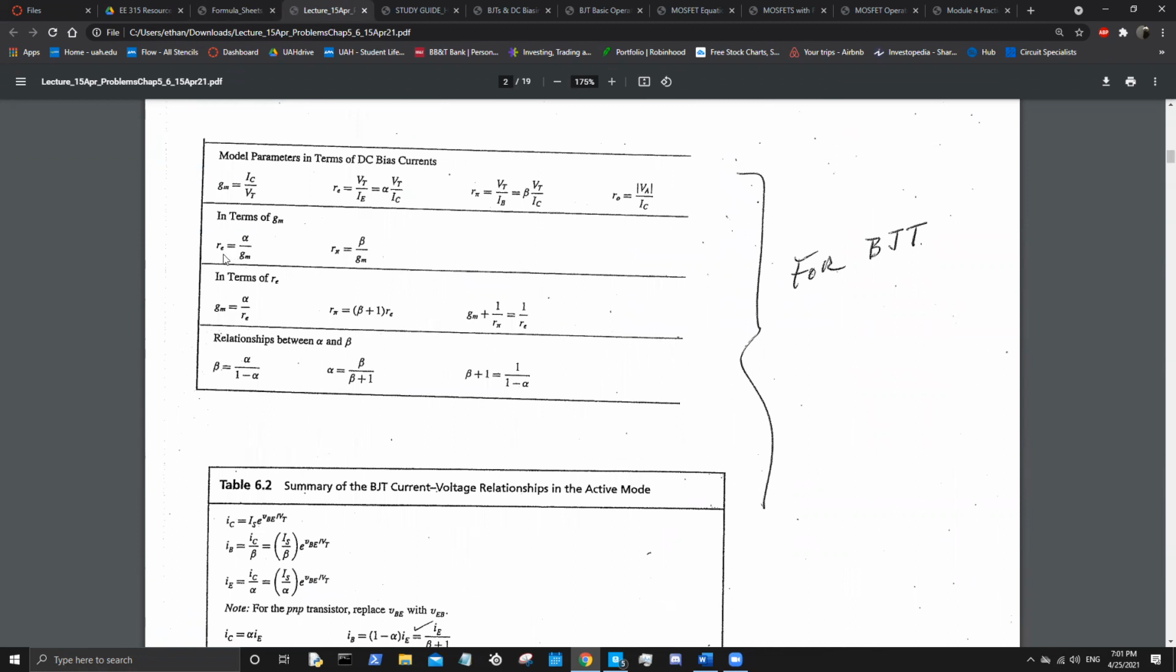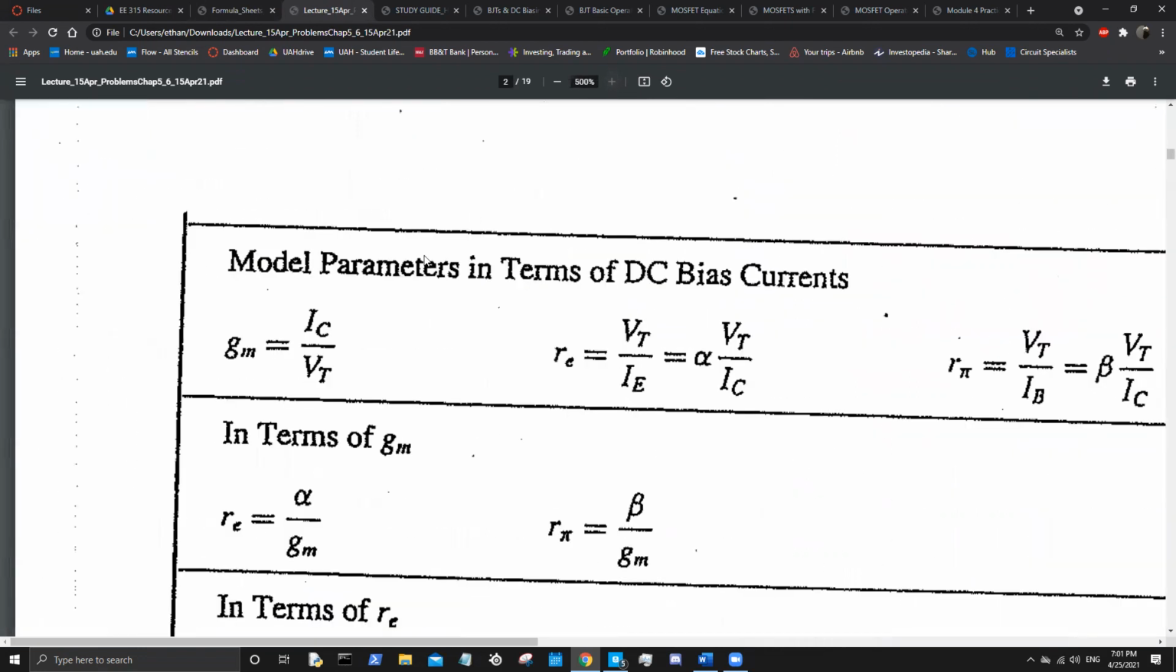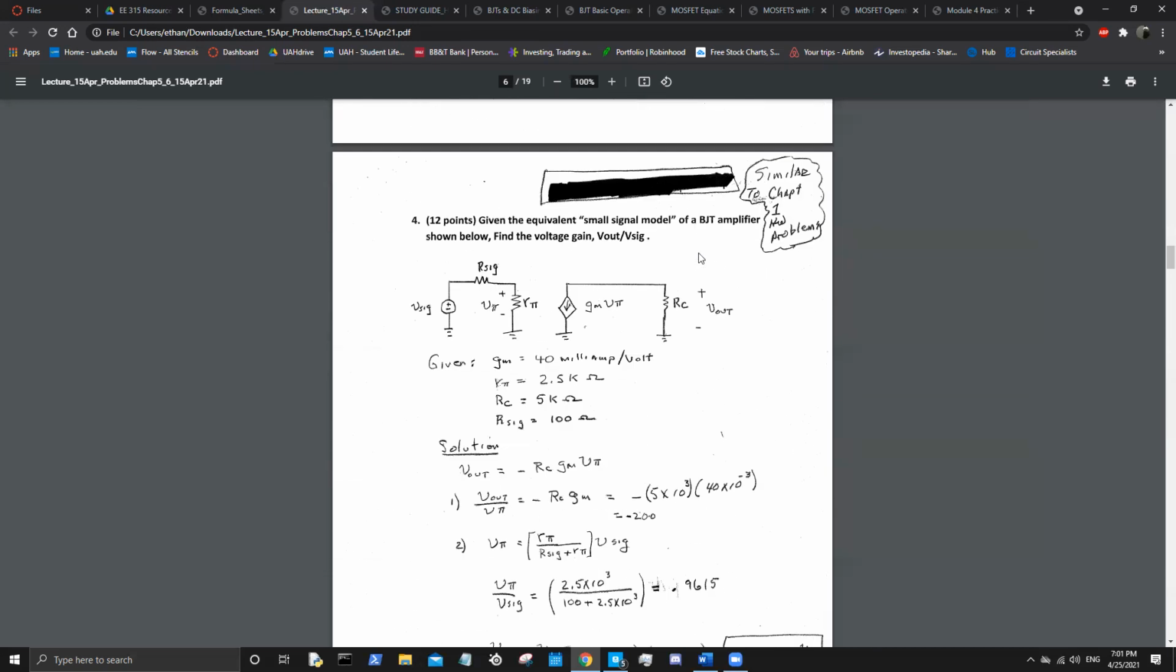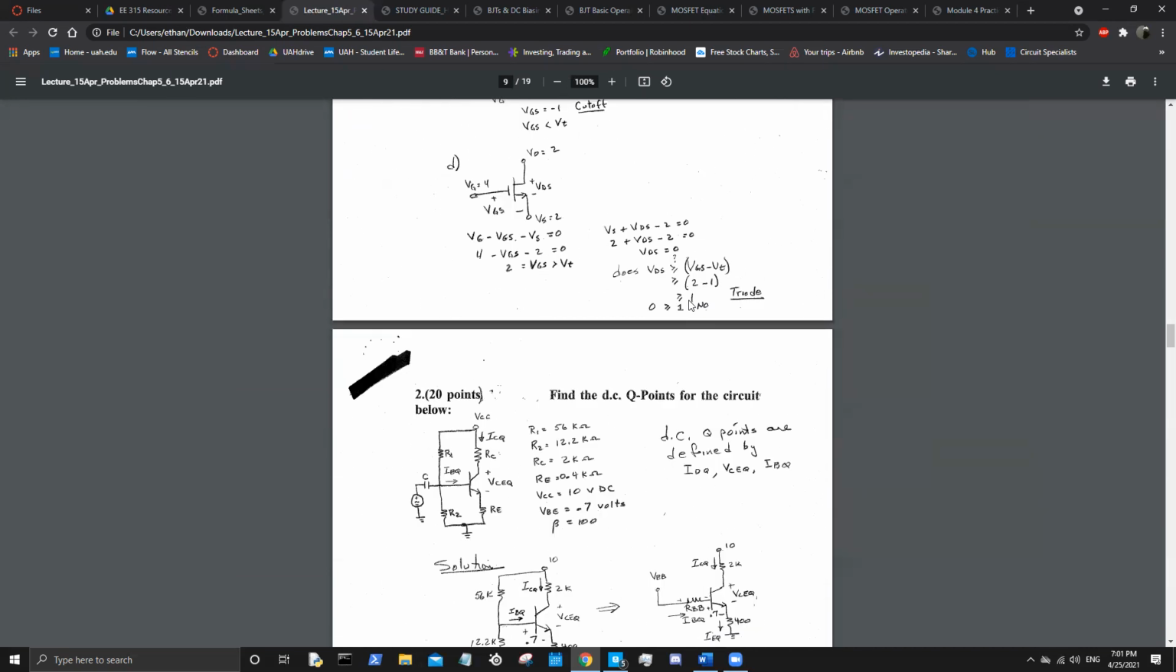RE? I don't know. Did you zoom in? That looks more like an E. That's an E. I don't know what that is. We're never using that. Let's just pray it's not going to come up. I don't think it will.